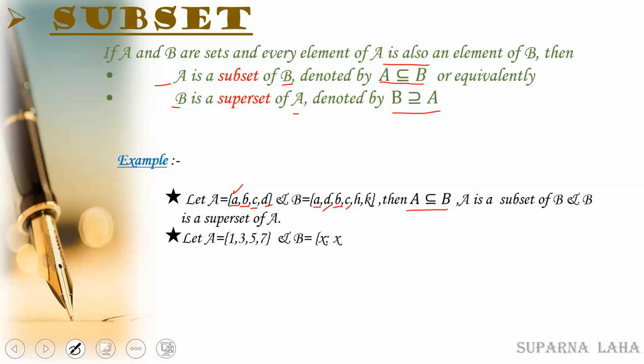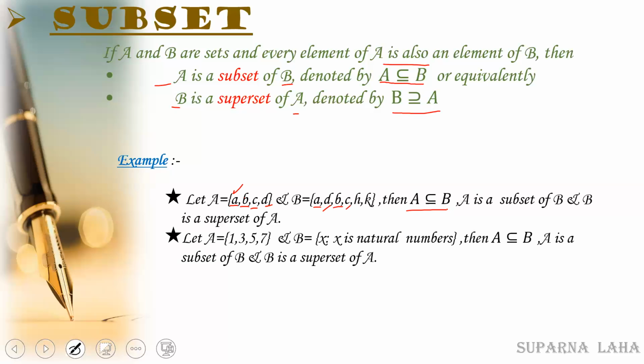Next, check another example. A is {1, 3, 5, 7}, and B is the set of natural numbers. Definitely, these elements 1, 3, 5, 7 are contained in the set of natural numbers. Hence A is a subset of B or B is a superset of A.